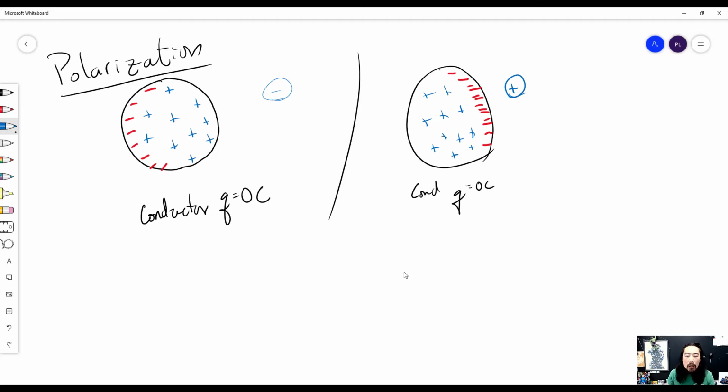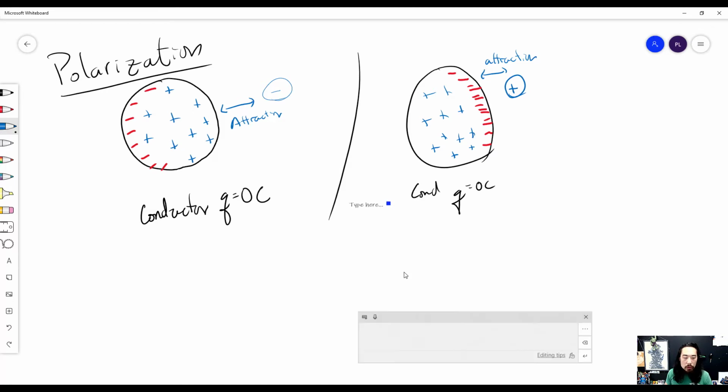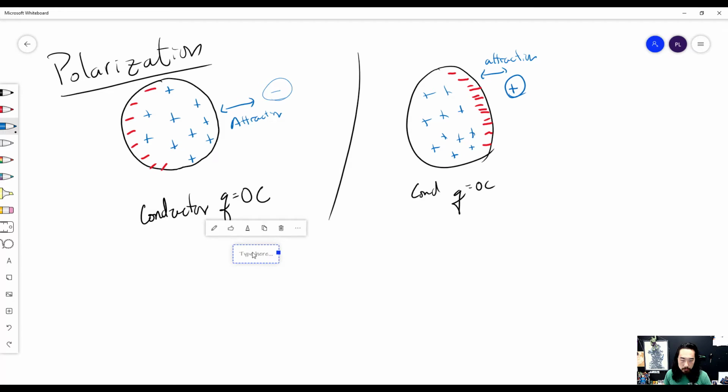Now, in both scenarios here, there will be a sense of attraction. And this is what we call polarization. Now, a very important note, I'm going to type this out. This important note is that there is no transfer of charges. The total charge for the system is still the same.